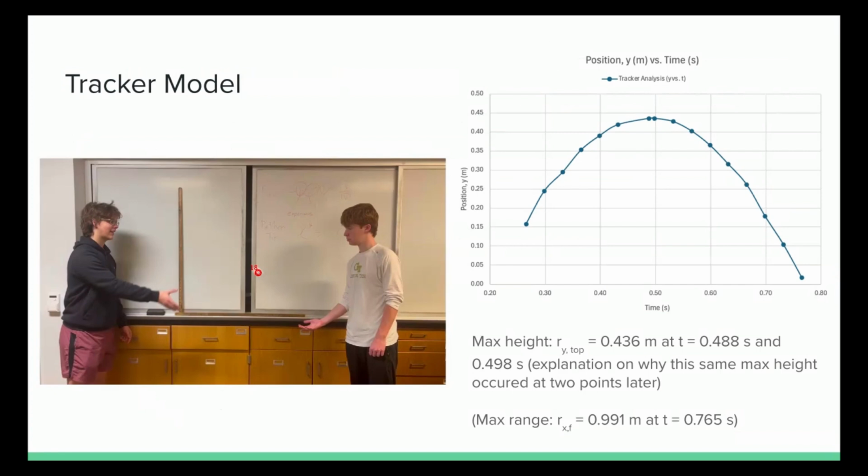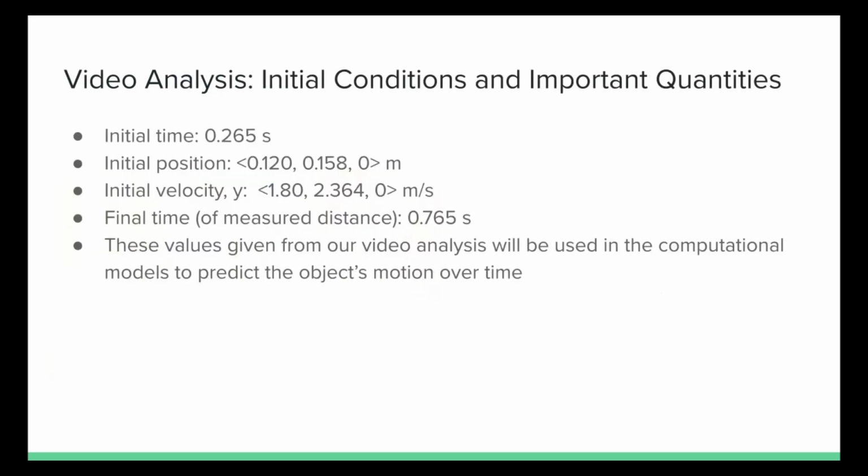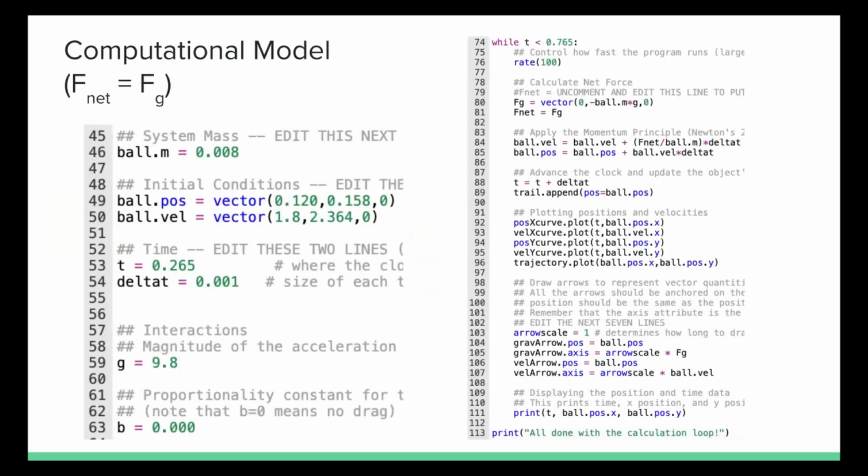Here's the Tracker model from the video analysis. The max height was 0.436 meters, and the max distance traveled in the x direction was 0.991 meters, and here's the graph from that. We use this data to get initial conditions and important quantities, and these are important because we will use them in our computational model to predict the object's motion over time.